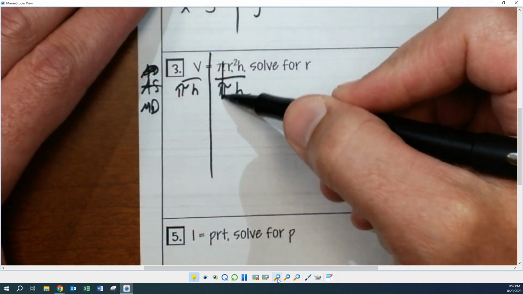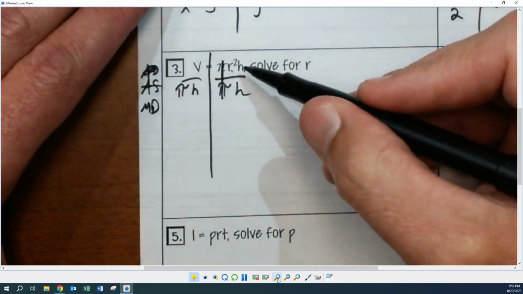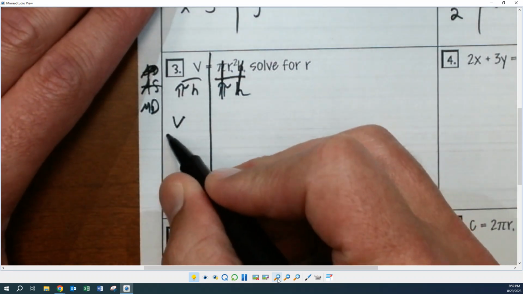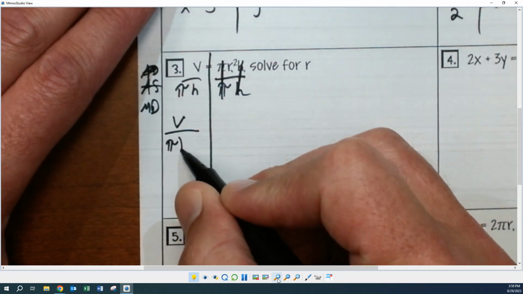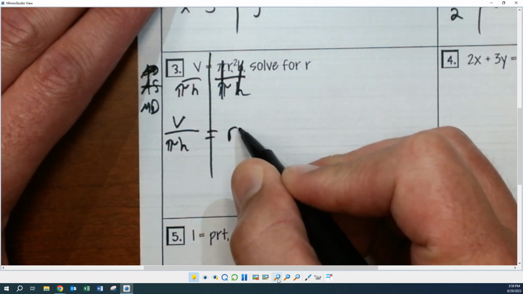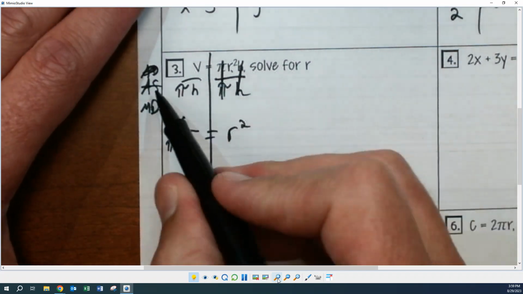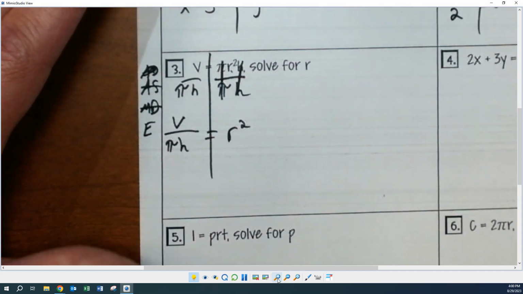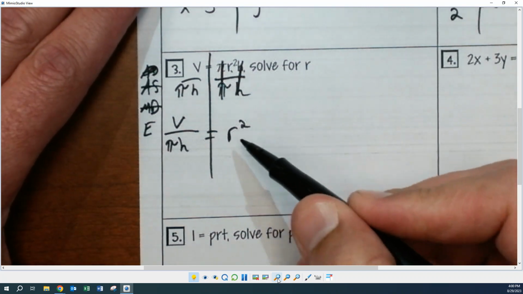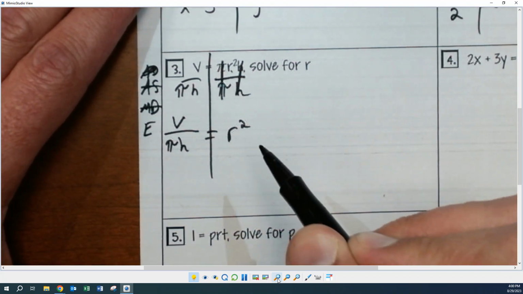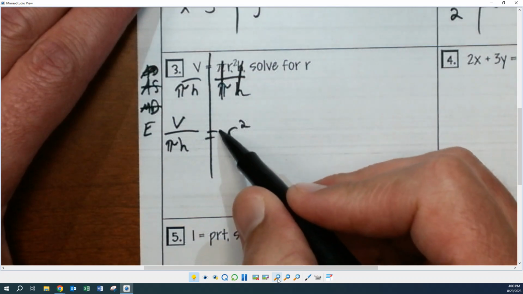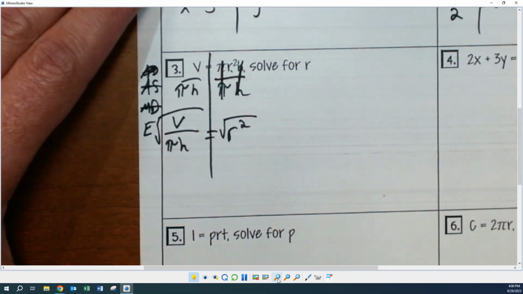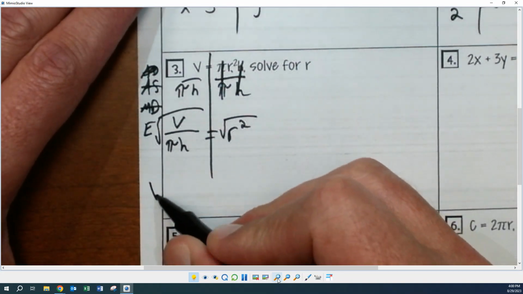Anything divided by itself goes away. It becomes 1, which is what I want. And I've gotten R all by itself, but something's happening to R that we haven't dealt with yet. It's being squared. We've dealt with adding and subtracting. We've now dealt with multiplying and dividing. Now we have exponents. So now we have to look at this problem and say, what is the opposite of squaring? Well, that's square rooting. And it's been a minute since we've seen it, but we just square root. And we square root the entire thing.